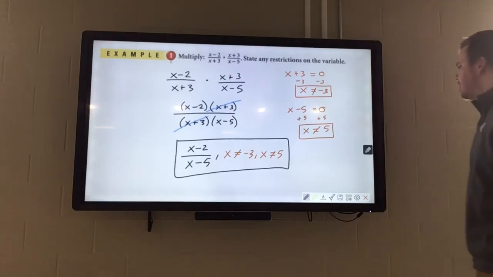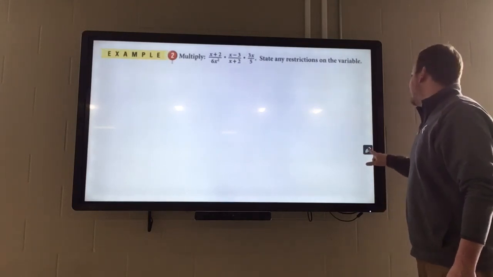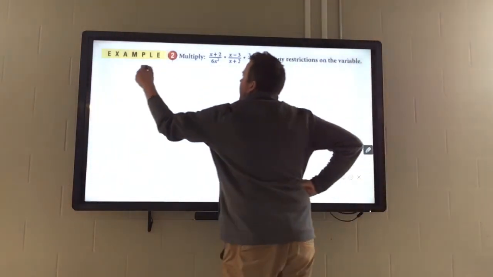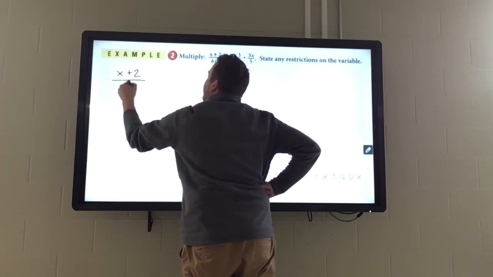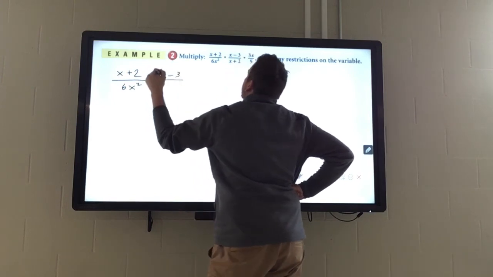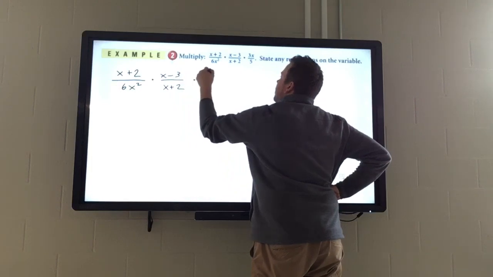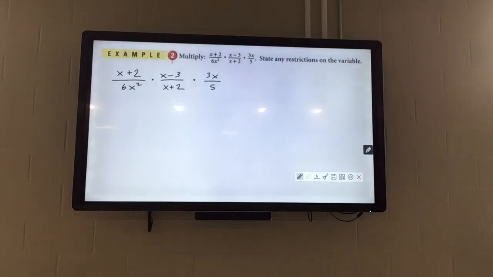Let's look at another multiplication problem. So this one, we actually have three rational expressions being multiplied by each other. We have, I'm going to write it a little further over this time, x plus 2 over 6x squared times x minus 3 over x plus 2 times 3x over 5. So we are going to multiply these, and then we're going to find any restrictions.